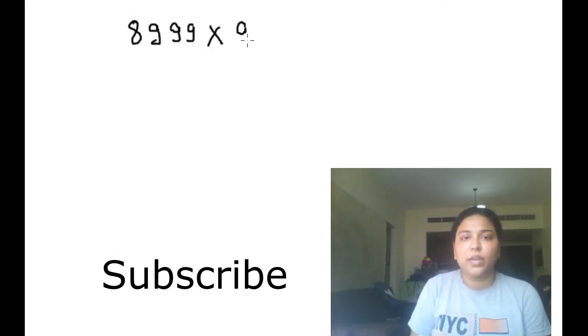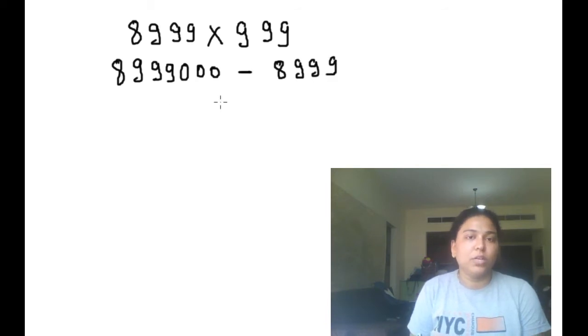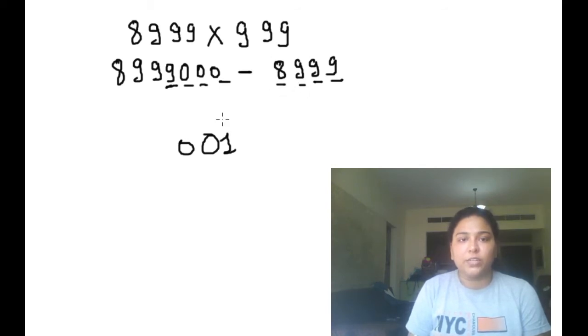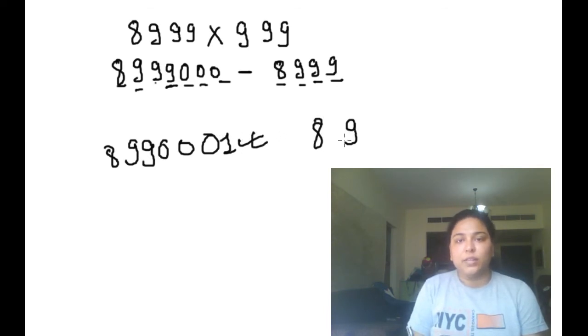8999 multiplied by 999. 8999 multiplied by 1000, so 3 zeros, minus 8999 multiplied by 1. 10 minus 9, 1, 9 minus 9, 0, 9 minus 9, 0, 18 minus 8, 10, 0, this is 9, this is 9, this is 8. Here is the answer: 8, 9, 9, 0, 0, 0, 1. Let's see more examples.